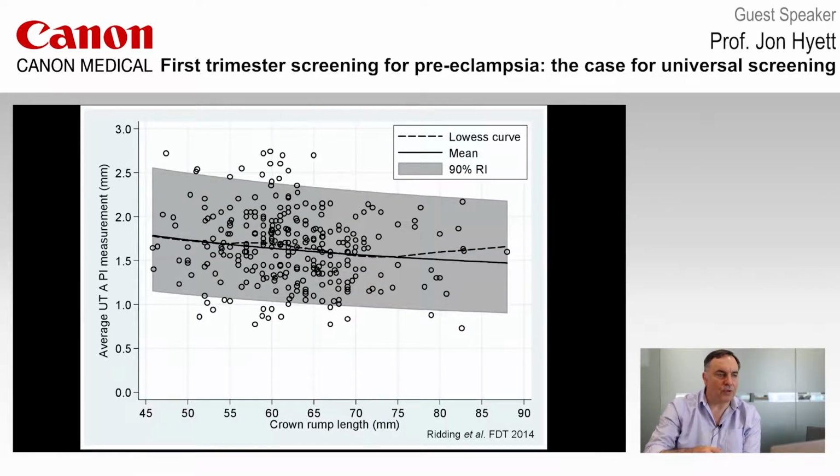People often ask me what the normal range for PI is. This is an example. You can see normative is about a threshold of about 1.7 going down to 1.5 over that 45 to 84 millimeter CRL range that we know is the 11 to 13 plus 6 week scan.